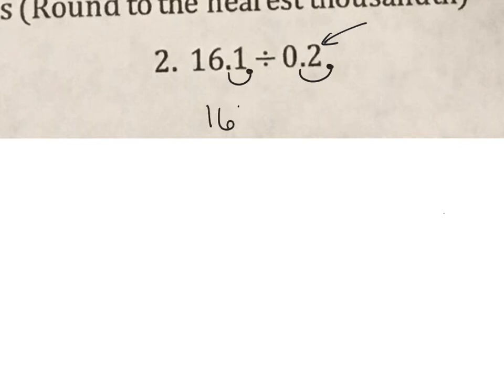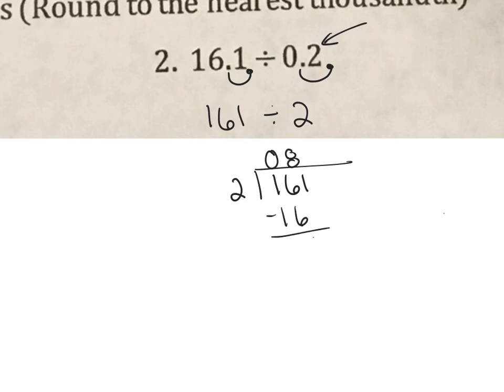So this is going to be 161 divided by 2. So 161 goes on the inside, 2 on the outside. 2 goes into 1 0 times. 2 goes into 16 8 exactly. So I have 0 left over, but you still have to bring down this 1. 2 goes into 1 0 times.